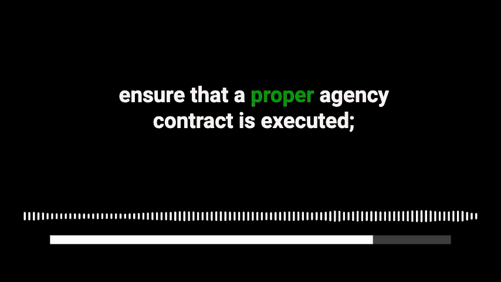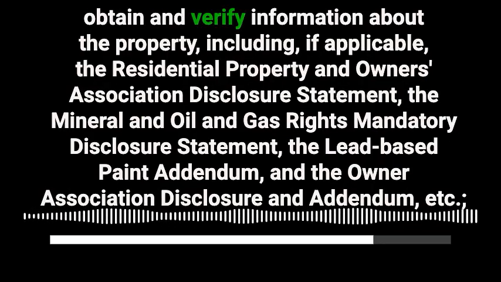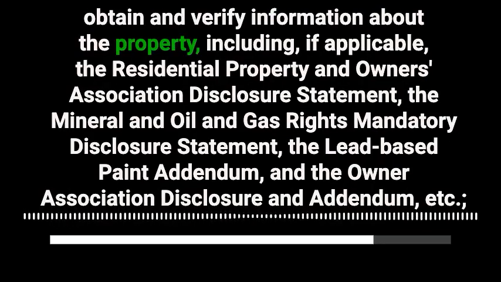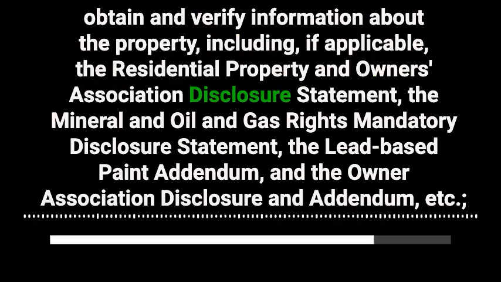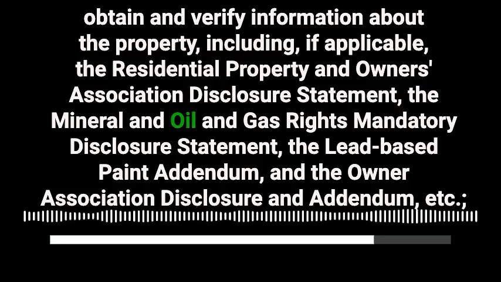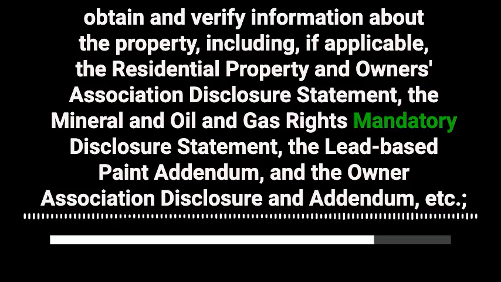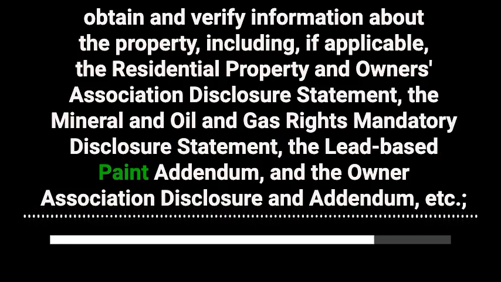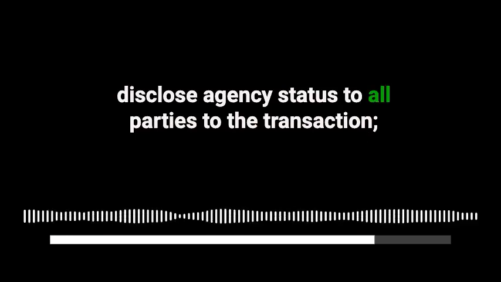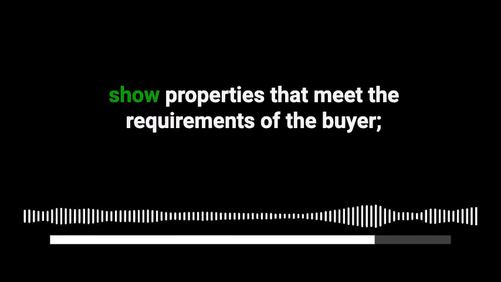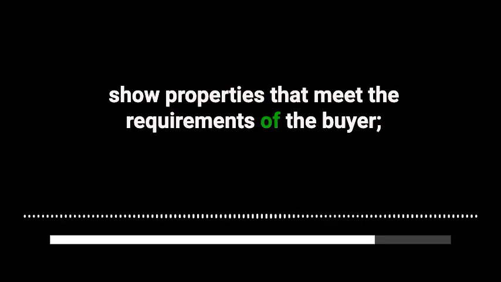Ensure that a proper agency contract is executed. Properly qualify the prospective buyer, client. Obtain and verify information about the property, including, if applicable, the residential property and owners association disclosure statement, the mineral and oil and gas rights mandatory disclosure statement, the lead-based paint addendum, and the owner association disclosure and addendum, etc. Disclose agency status to all parties to the transaction. Show properties that meet the requirements of the buyer.